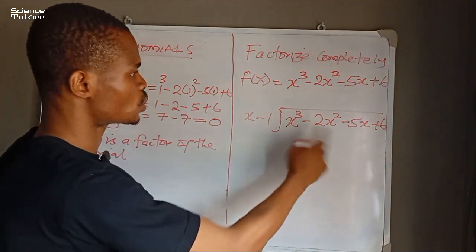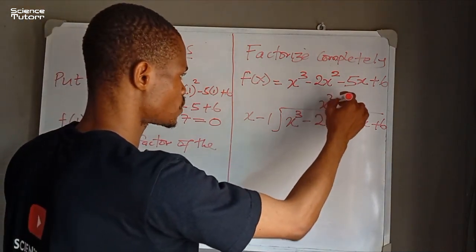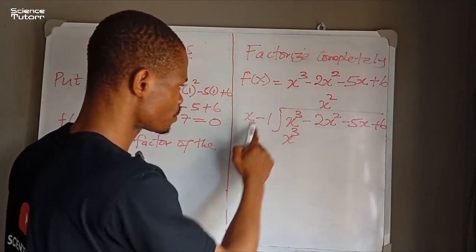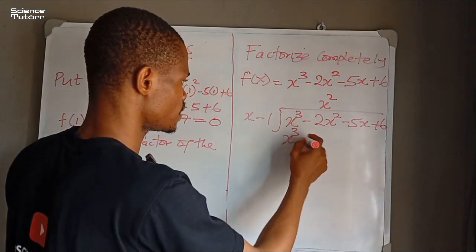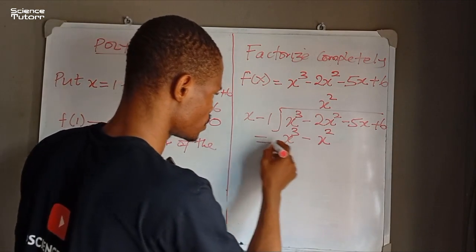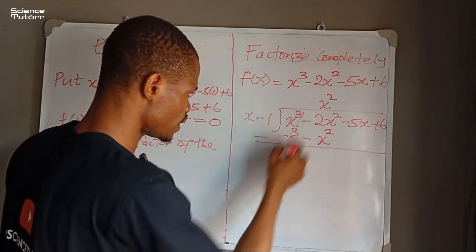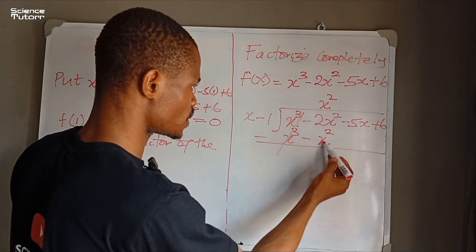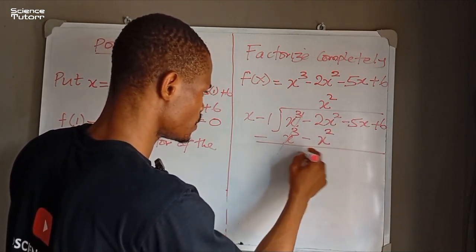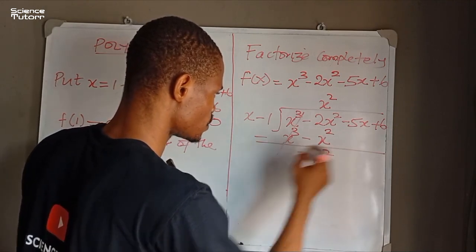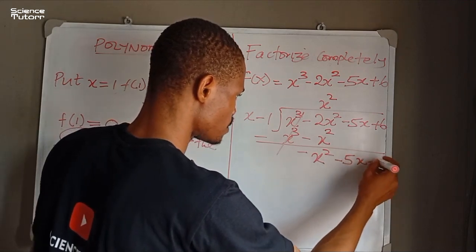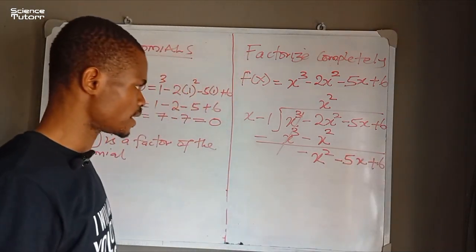So x into x cubed gives us an x squared. So x squared times x gives us x cubed, minus 1 times x squared gives us minus x squared. We subtract. So this terminates. Remember, minus minus is a plus. So minus 2x squared plus x squared gives us a minus x squared. We bring down minus 5x plus 6. And then we divide again.